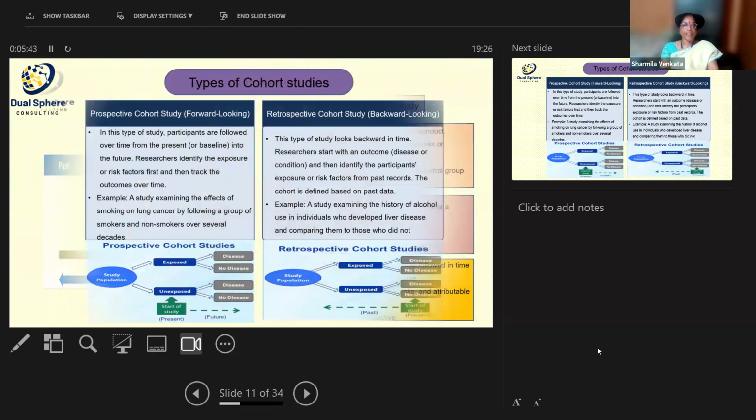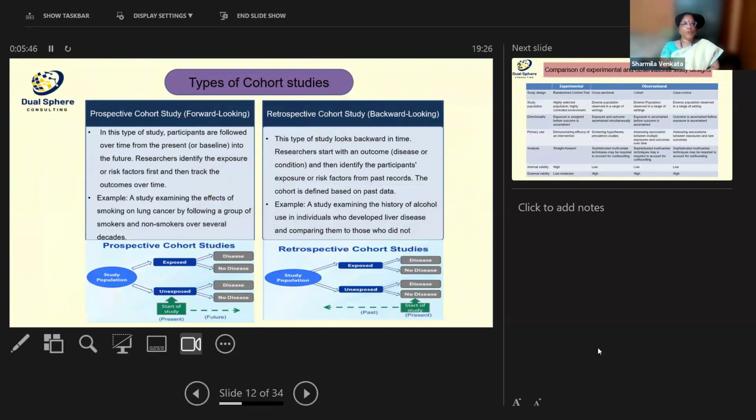Okay, next. When it comes to cohort studies, they are again divided into two groups, prospective or retrospective. Prospective cohort is forward looking, like we start with a group at baseline, record exposures and follow them into the future. For example, following smokers versus non-smokers for 20 years. That is the prospective cohort.